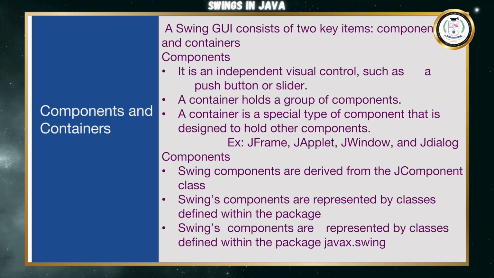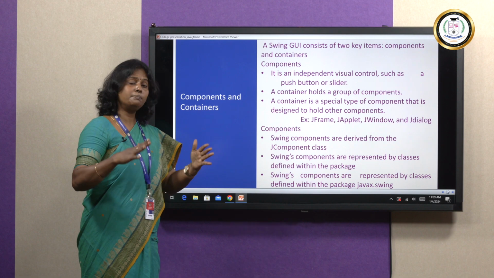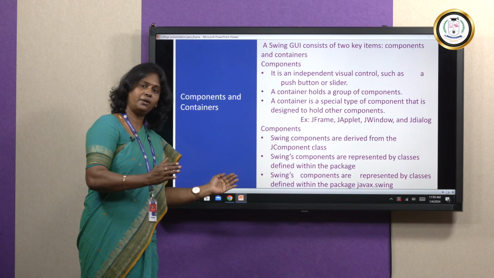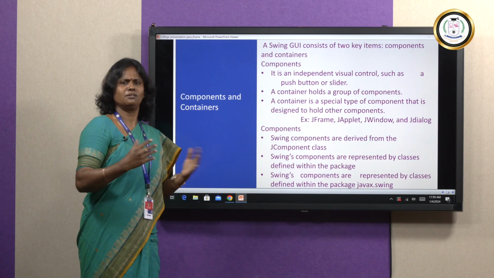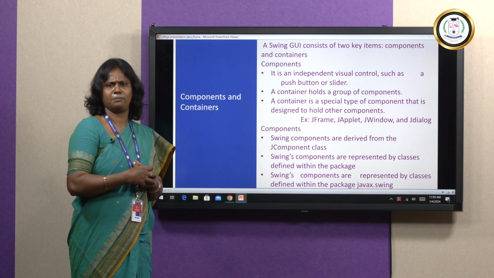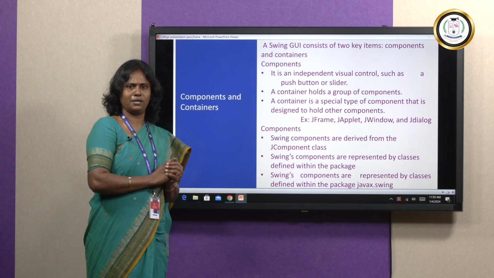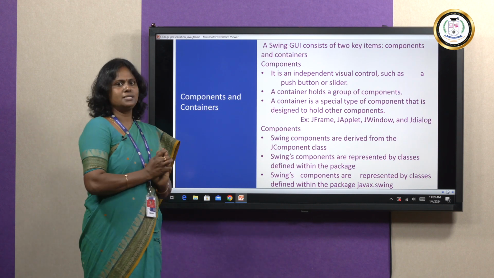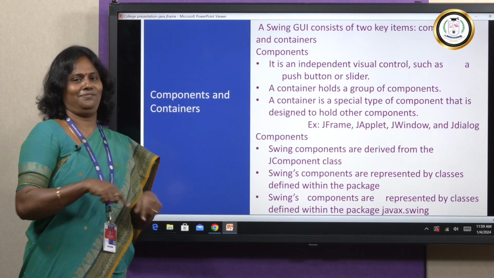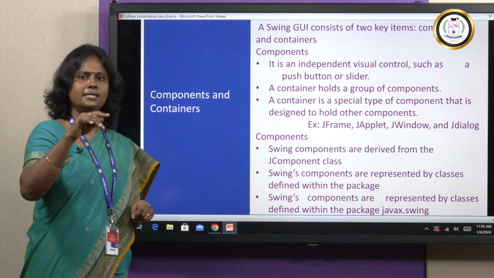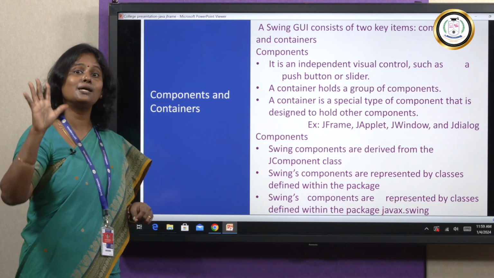Okay. Next one is components and containers. Before that I told you the main difference between AWT and Swing. A component is what we say is lightweight. What is the meaning of the component? For example, I told you about a window. What is the meaning of a window? A window contains minimize, maximize and close buttons.